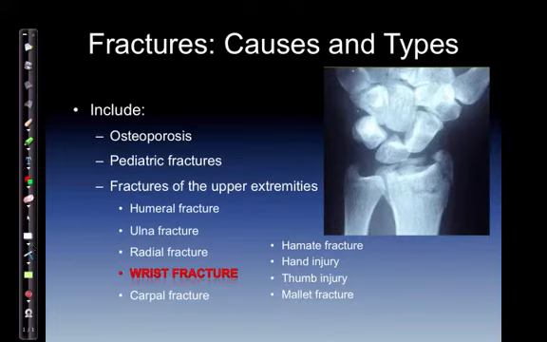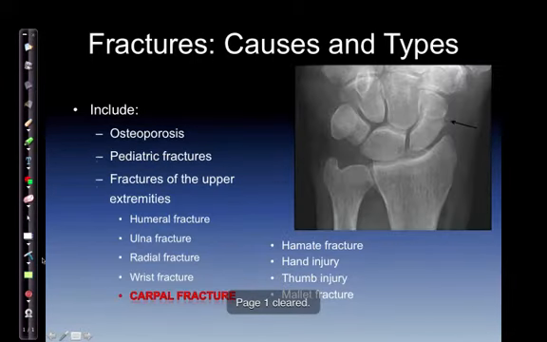This is a wrist fracture, and we'll notice this area right here. When we see peaking through the bone, it means there's a fracture or there's a loss in density in the bone. Carpal fracture, which the arrow is pointing to, so you can see this a little easier. There's the fracture.